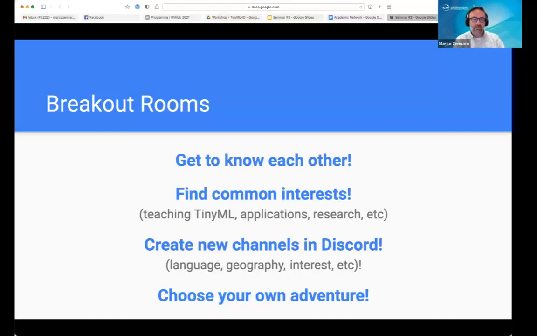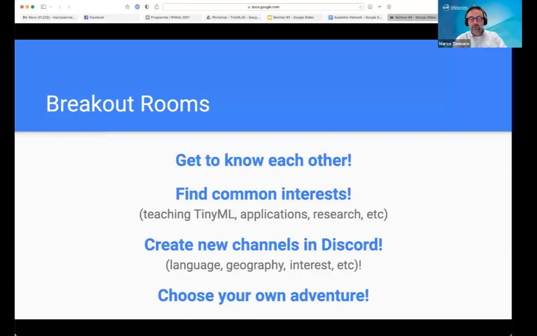So the idea is that we start creating a community, so we get to know each other and we find some common interests. So when we set up this network, again, we have no idea what your interest is. Is it teaching machine learning and TinyML? So do you want to work with other teachers and lecturers and professors from other countries to find out the best way to teach TinyML? Or are you interested in applications? Are you more a practitioner that wants to use this new technology to come up with some really interesting and relevant applications? Or are you a student interested in research? So we would really like to offer this opportunity for people to find common interest and work together.